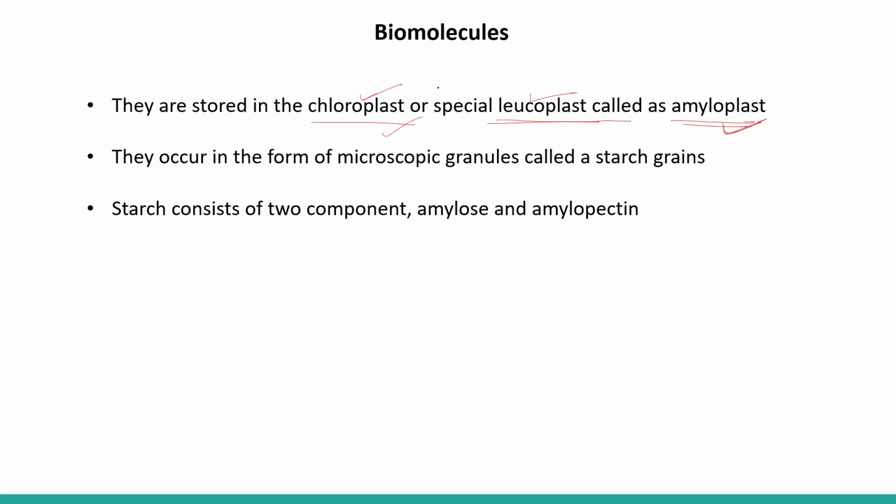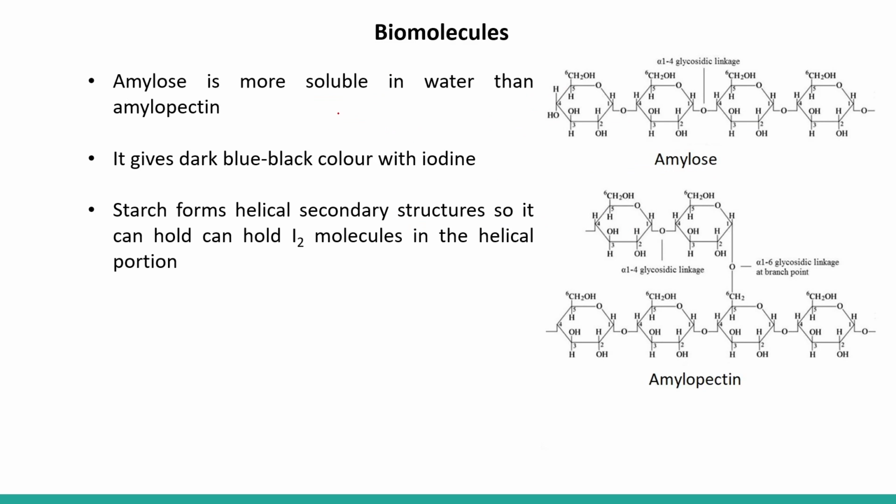Chromoplast, a part of green pigment; there are certain pigments that impart yellow, red, and blue color to the plants. And there are some plastids that store food material, called leucoplasts, and the amyloplast is the one that contains starch. They occur in the form of microscopic granules called starch grains. Starch consists of two components, amylose and amylopectin. Amylose is more soluble in water than amylopectin.